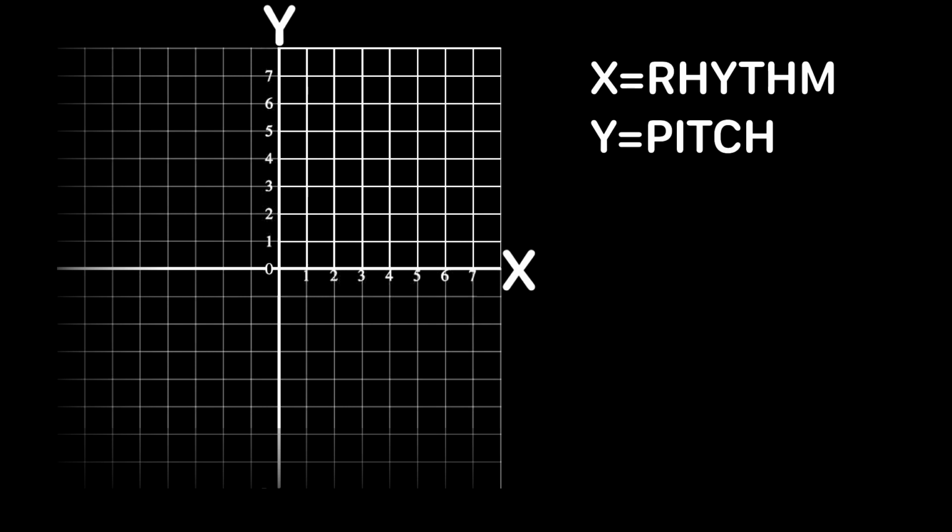There are two axes, the X and the Y. The X is horizontal. It is rhythm. And the Y-axis is pitch. You combine these two and you have music.